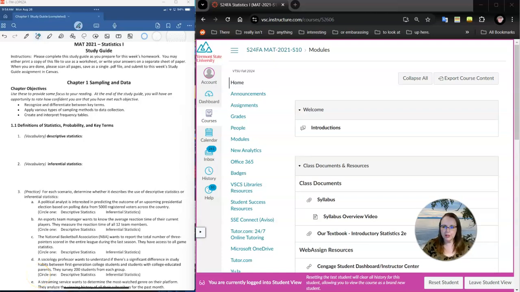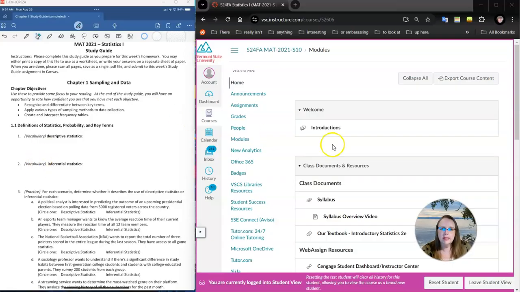Take a look at Chapter 1 and start filling out our study guide in the process. What I'm going to do is show you where to go to get the study guide, how to handle what you're going to do with the study guide, and then we're going to go to the study guide and start filling it out. I'm not going to fill out everything, but I'll point you in the right direction of where to go to get the information that you need from the chapter.